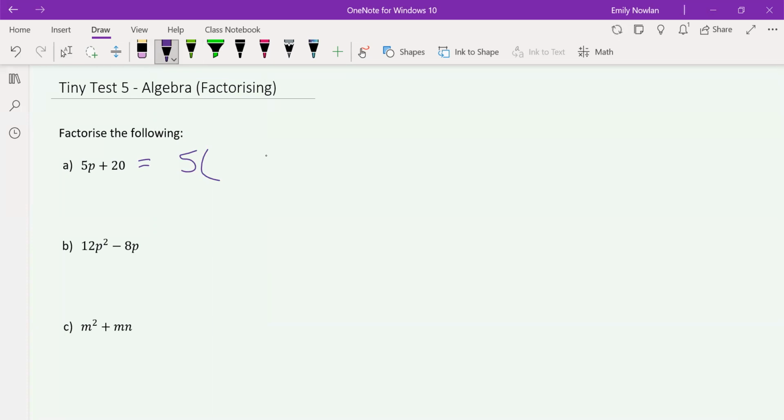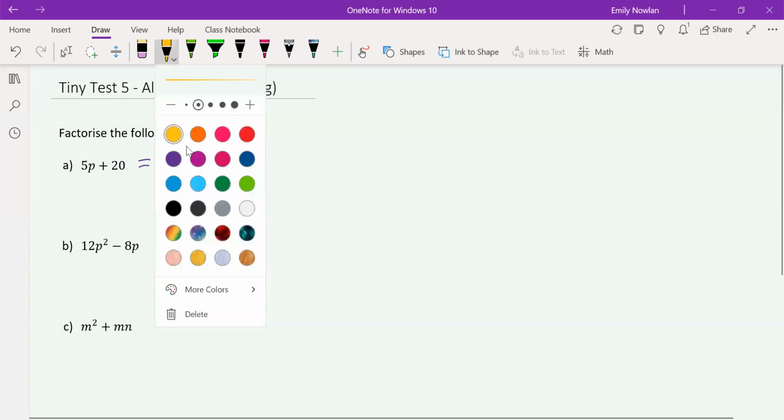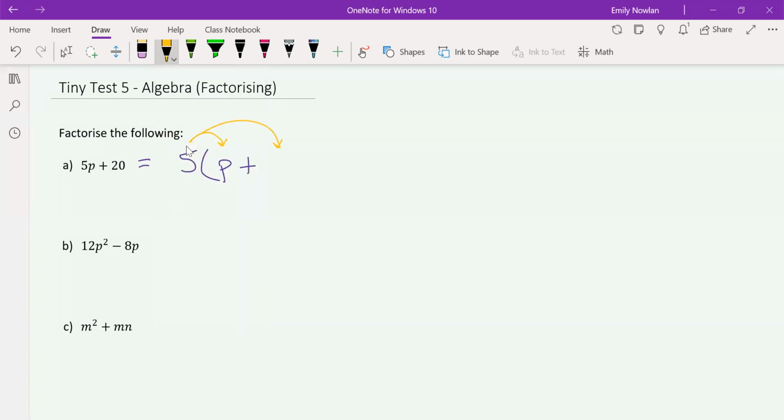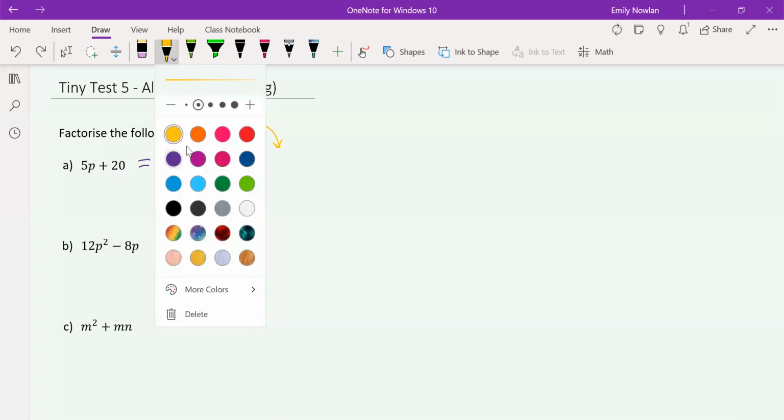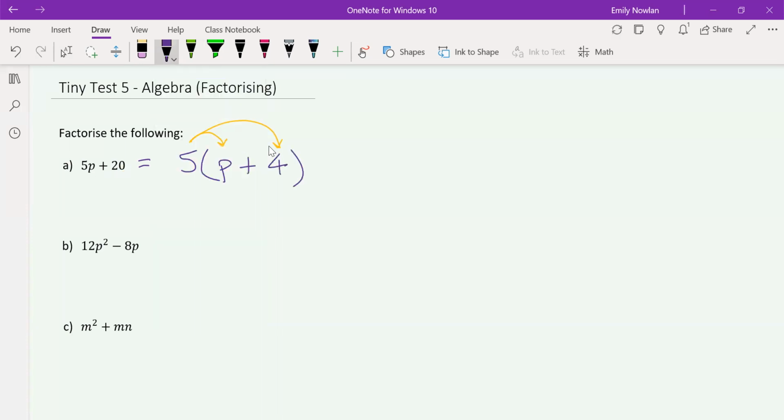So let's have a look at the first one. I want to get 5 times something should give me 5p. What am I missing? I need a 5 times the p. So plus goes in the middle. Now, looking here, I need 5 times something. I need to end up with the 20. 5 times what gives me 20? 5 times 4 gives me 20.